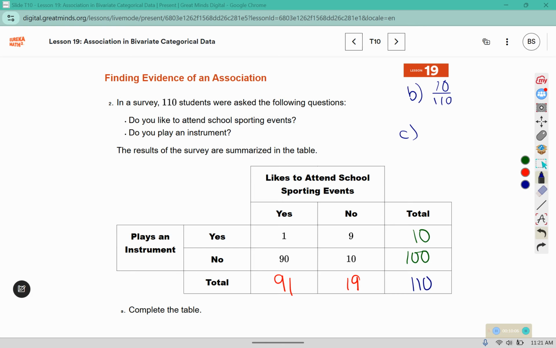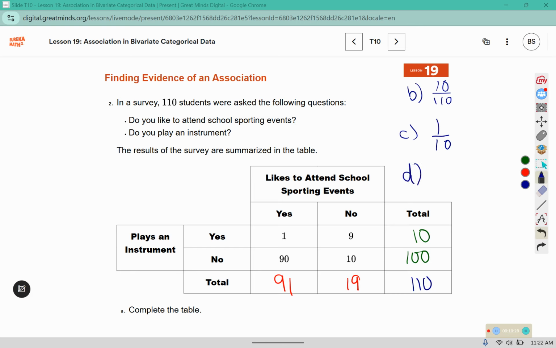C says, in the survey, what fraction of students who play instruments, so how many people play instruments? That was 10. What fraction of students who play instruments like to attend school sporting events? That is 1 out of 10.